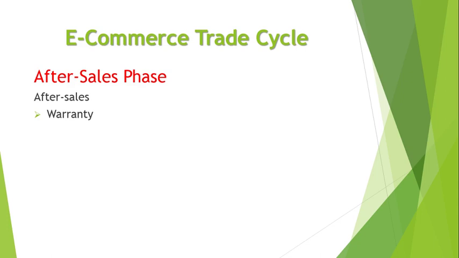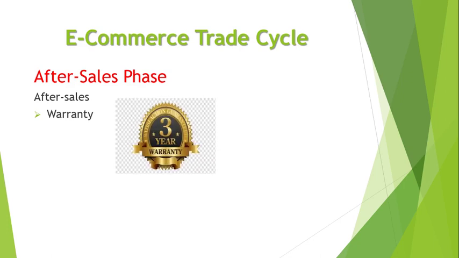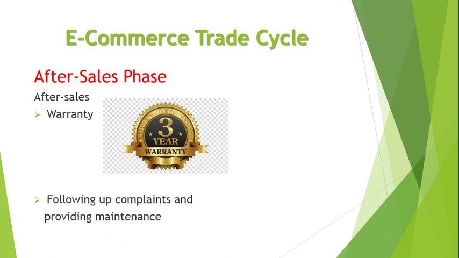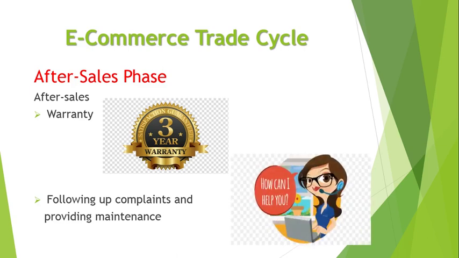you have done everything, after that you know that for a particular time, for particular months, there is a warranty period. If anything happens, in that warranty period you can replace that product, and if not, then how to tackle the follow-up, like complaints, any other maintenance. All these things come under the after-sale phase of the trade cycle. So these are the four phases of trade cycle.